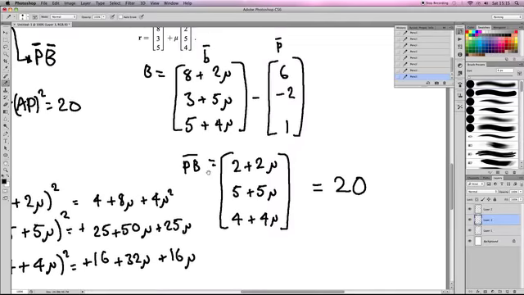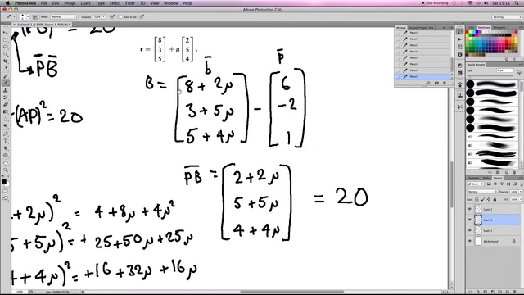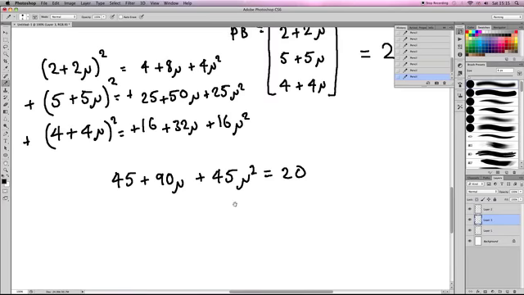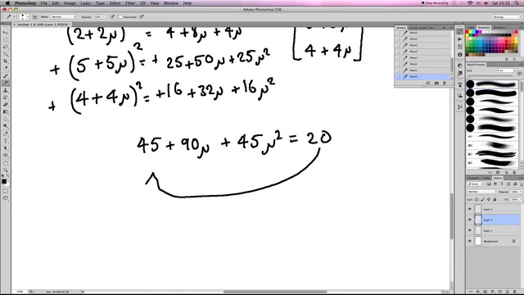Let me just double check my maths. So they're all going to be positives, so I've got positive answers here. I'm pretty sure that was P. Yeah, I think I'm happy with that. So all I'm going to do is make this equal to 0 by bringing the 20 over. So if I minus 20, it will be 25. And I'm just going to punch that into my equation solver. So polynomial degree 2, my A is 45, my B is 90, and my constant is 25.